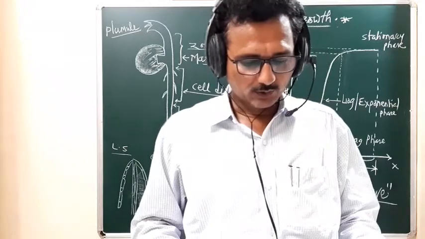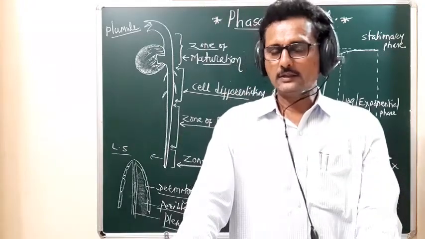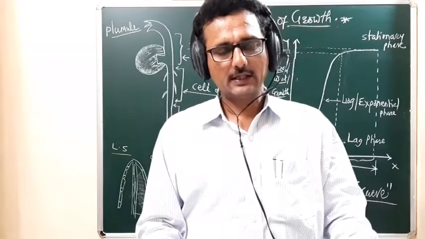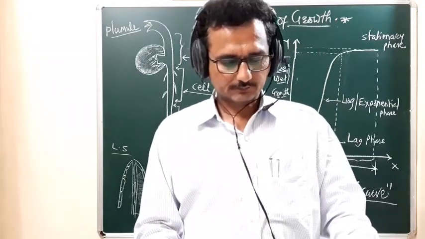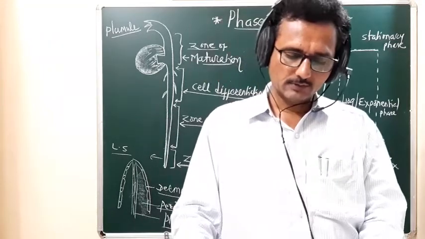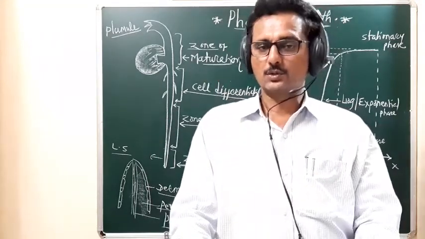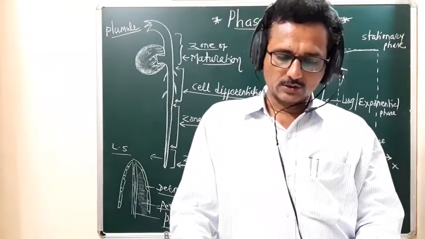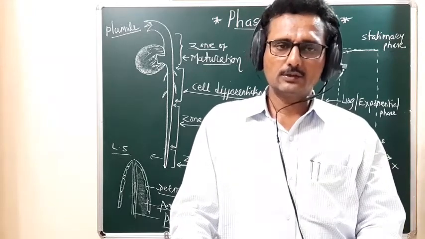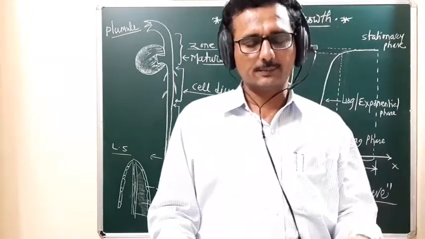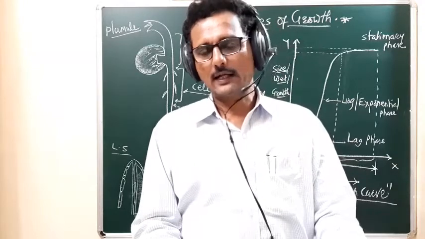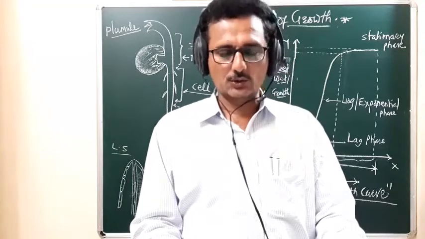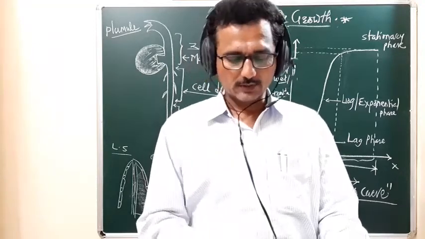Remember, the first option is Van Neel. Second option, Sach. Third option, Blackman, and fourth option, Bloch. So who used the term grand period of growth? Remember, student, this is a direct question, so remember the name. Scientist Sach used the term grand period of growth.